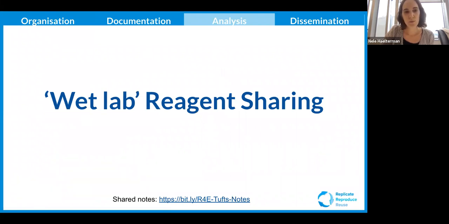So the next section that we're going to talk about is wet lab reagent sharing. This continues the idea of open access science, where you try to really make any reagent or protocol or product that you've generated through your project available to anyone who might benefit from it. Next slide, please.